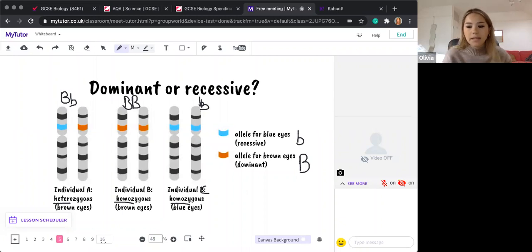Why is the first one big B, little b, and not the other way around? It doesn't matter. We tend to put the capital letter first. It's just something that we do. Obviously, this one would be little b and this one would be big B, but we just write it as big B, little b. The lowercase one represents a recessive allele, and the uppercase one represents a dominant allele.